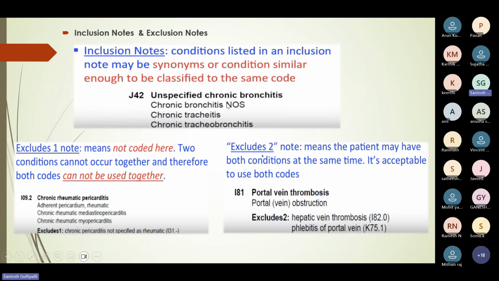So whether it is chronic bronchitis, chronic tracheitis or chronic tracheobronchitis, it is the same code category J42. In Exclude 1, for chronic rheumatic pericarditis, the Exclude 1 is chronic pericarditis not specified as rheumatic. This is one more example for Exclude 1. In Exclude 2, one more example: portal vein thrombosis, with Exclude 2 hepatic vein thrombosis. These are some additional examples regarding inclusions, Exclude 1 and Exclude 2.